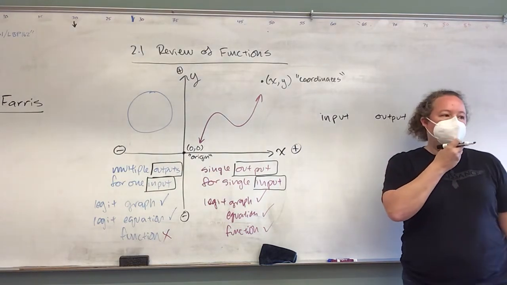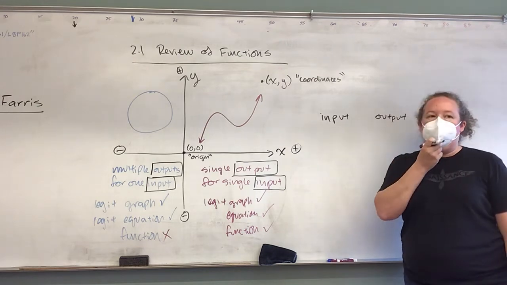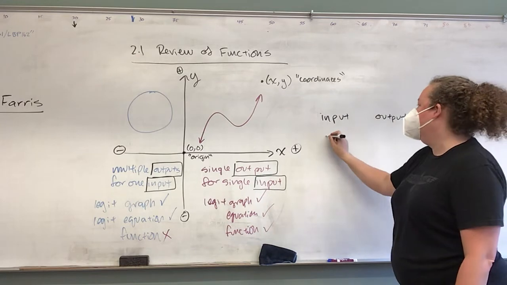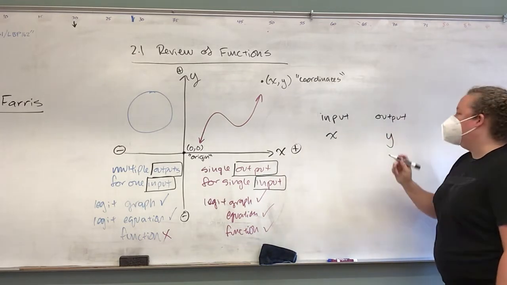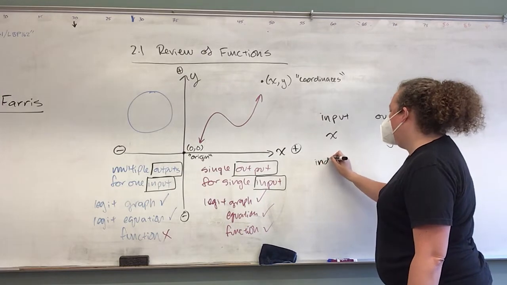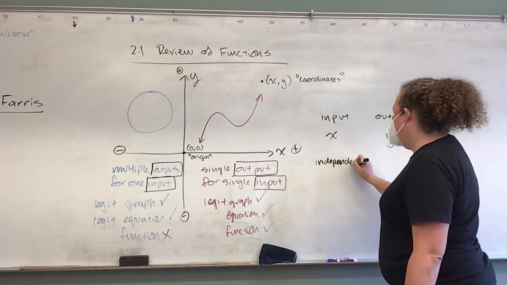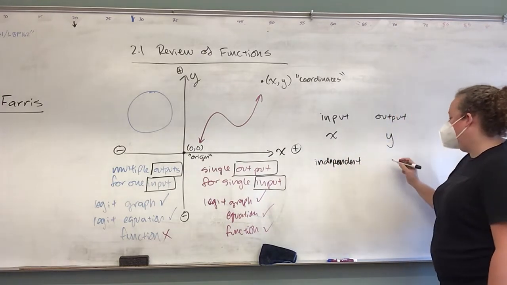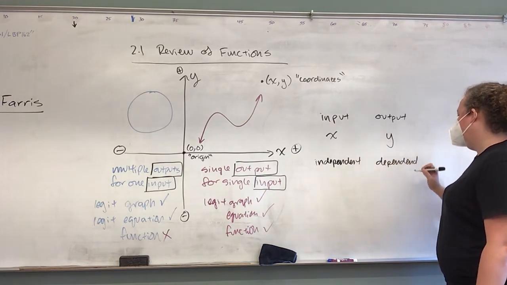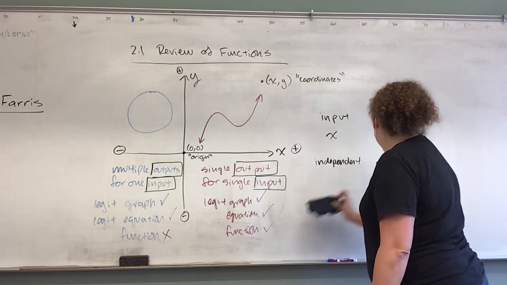Which axis is representative of the inputs? And therefore, outputs are y. That means that this is sometimes called the independent variable, and this is the dependent variable.